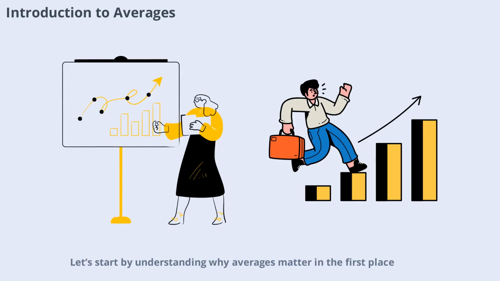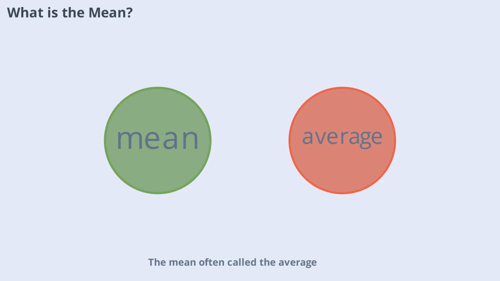Let's start by understanding why averages matter in the first place. Mean, often called the average, is probably the most familiar measure of central tendency. To find the mean, you simply add up all the numbers in your data set and then divide by the total number of values. For example, if you have test scores of 70, 80, and 90, the mean would be 70 plus 80 plus 90 divided by 3, which equals 80. The mean gives you a sense of the overall level of your data, but it can be affected by extremely high or low values known as outliers.